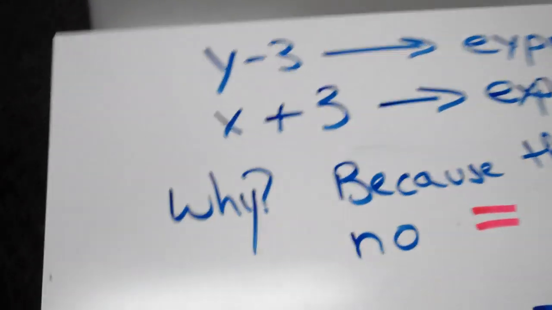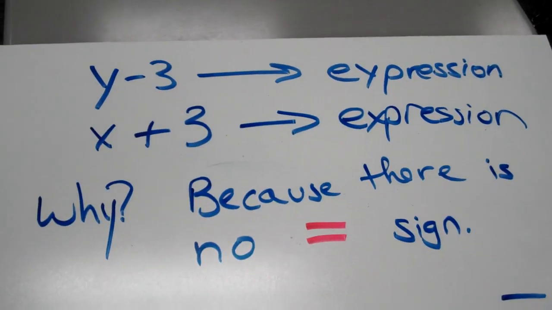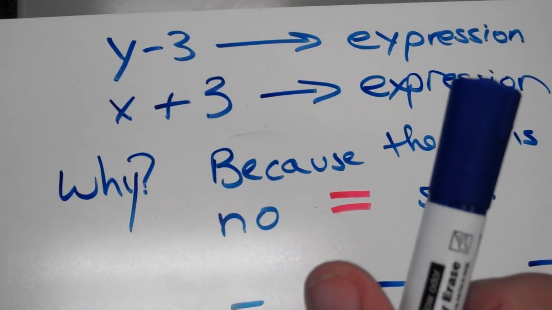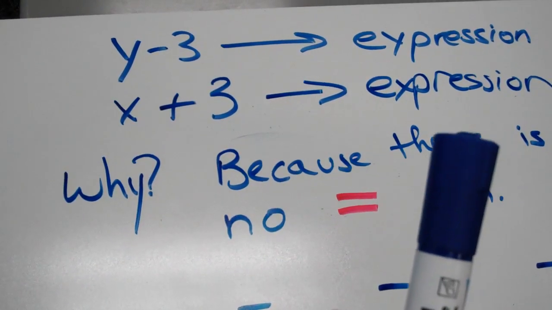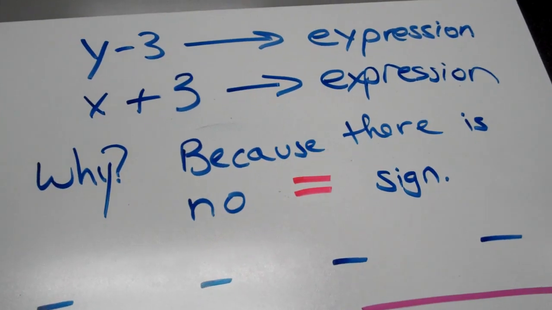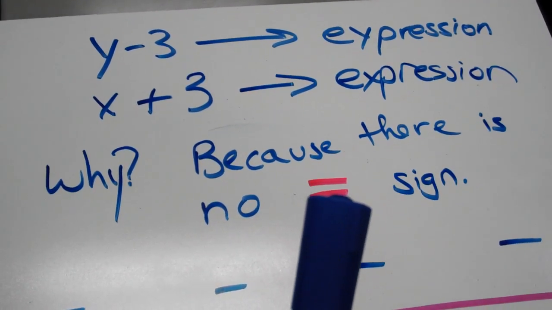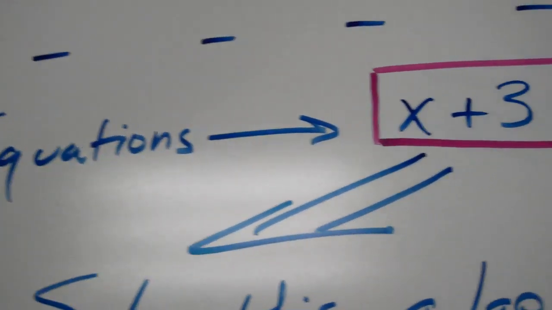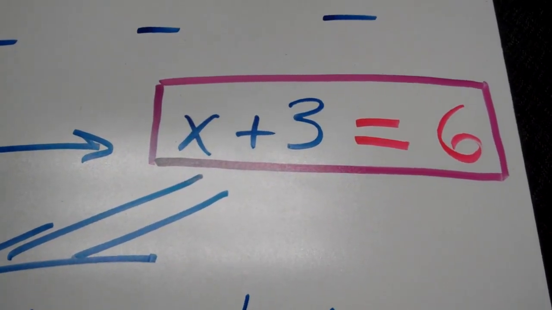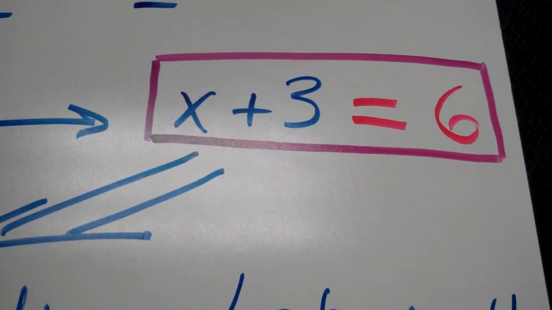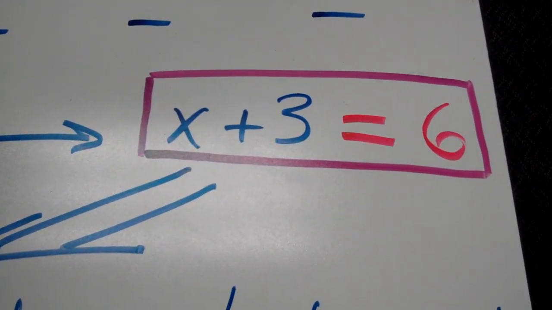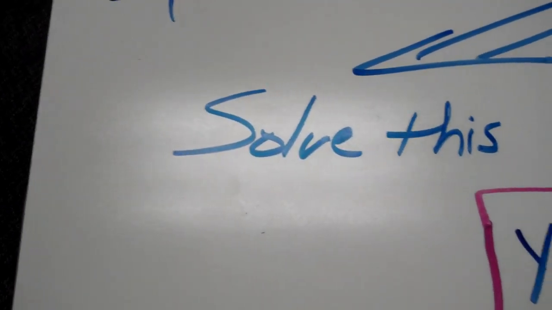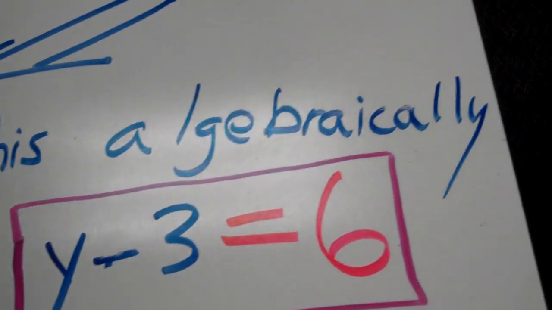Here's what we know. We started with expressions. So here we have y minus 3 is an expression. X plus 3 is an expression. Why are they expressions? Because there is no equal sign. And we're going toward equations. So for equations, the equal sign comes back. X plus 3 equals 6. But we're not just going to be doing it because we know x is 3. We're going to be solving this algebraically.